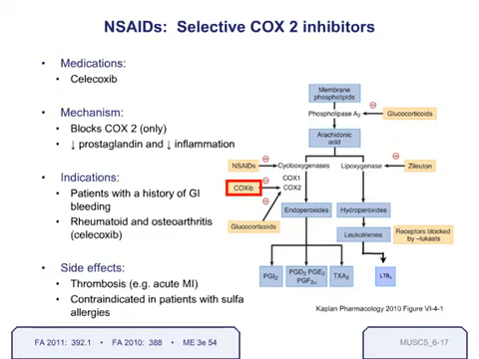The problem that's been found, however, is that these actually cause an increased risk of thrombosis, such as acute myocardial infarction. And then also, patients with sulfa allergies cannot use COX-2 inhibitors. Now, the most commonly used one is called celecoxib. It's usually used for rheumatoid arthritis or osteoarthritis.